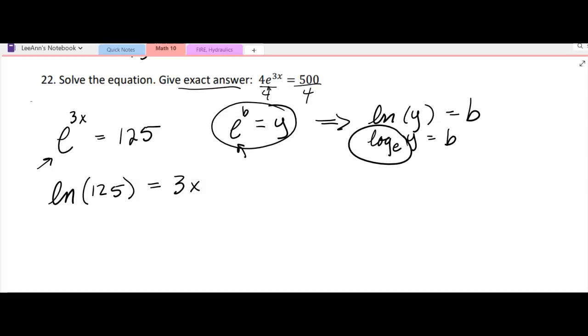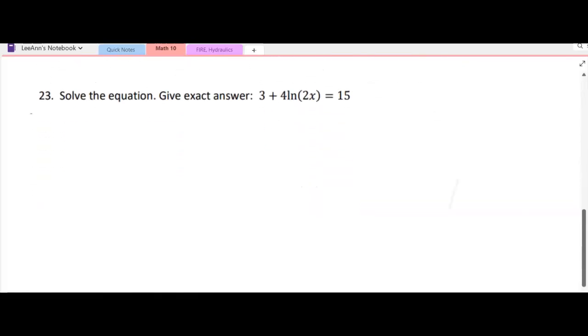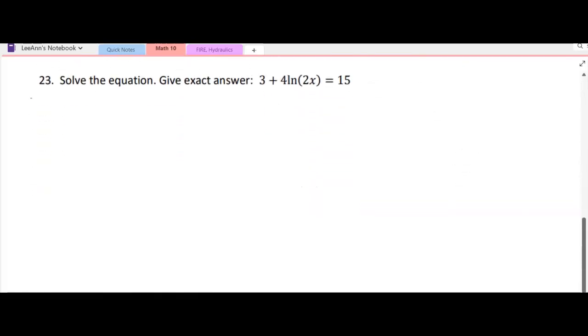So we're trying to solve for x, divide by 3. We're not doing a decimal approximation. We're doing an exact answer. So we're just going to put natural log of 125 over 3. We're going to put a box around it. This long explanation in the middle was to remind you how to change from an exponential equation to a logarithmic equation. Okay. Similar problem here.